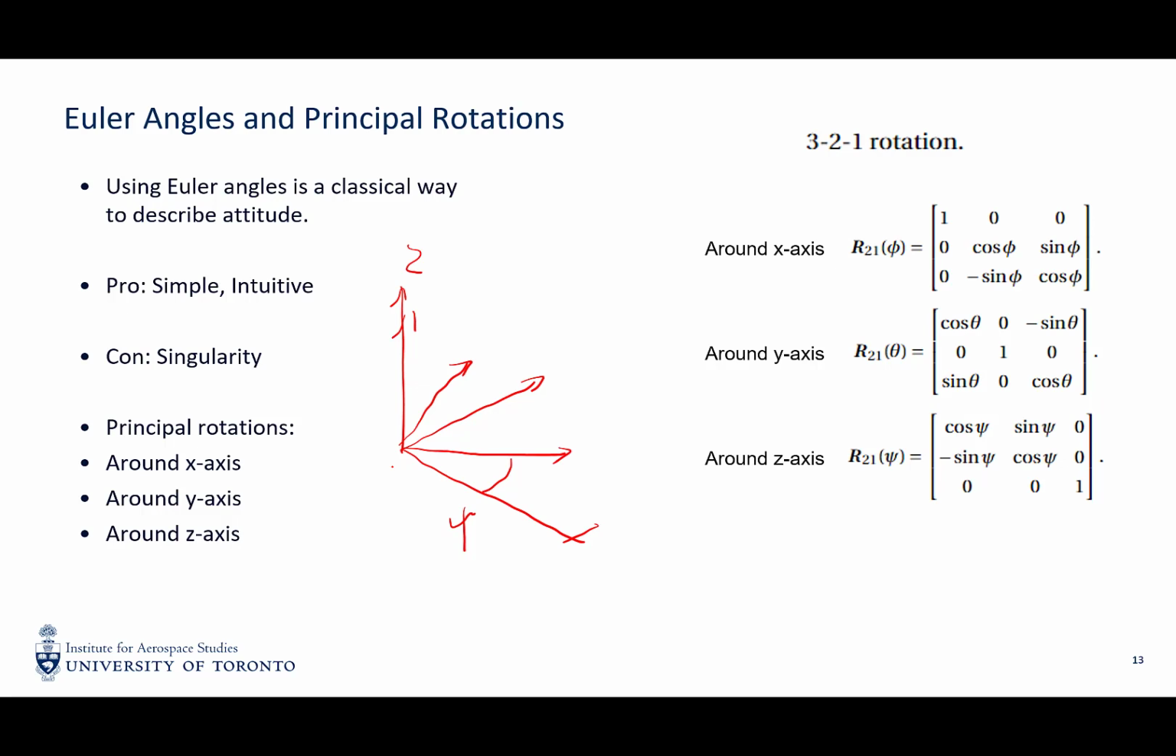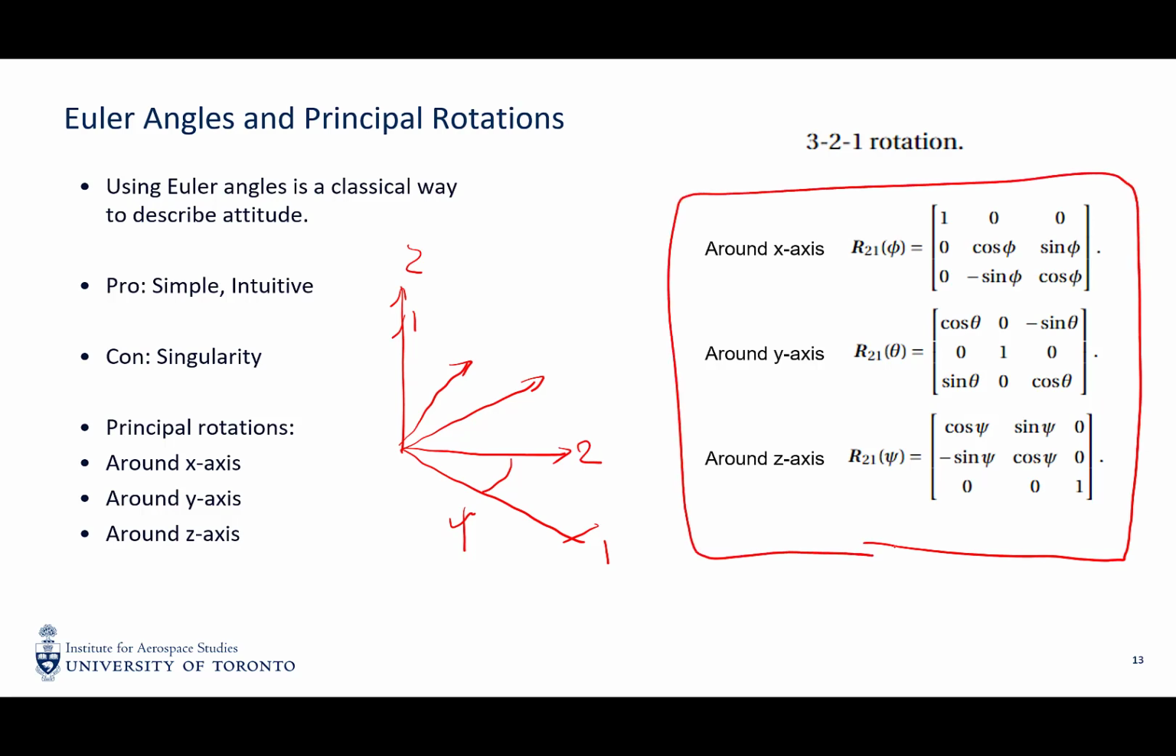Using the rotation angles, we can form rotation matrices between two coordinate frames. For example, this is frame 1 and frame 2. Then the rotation matrices between the two reference frames by the principal rotations are given as follows. You will often see those matrices used in the kinematics and dynamics of quadrotors.